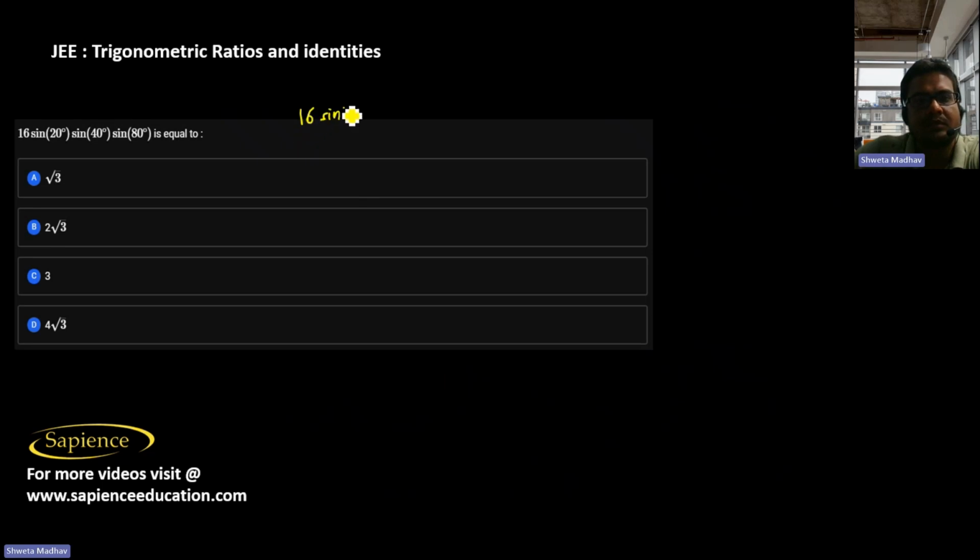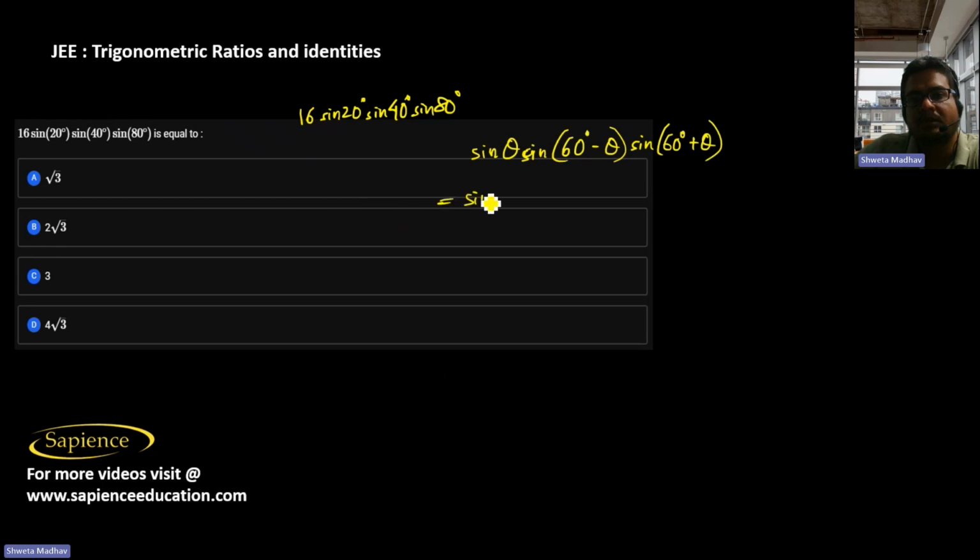Now, 16 into sine 20 degree into sine 40 degree into sine 80 degree. So the thing is, we can see that now sine theta into sine of 60 degree minus theta into sine of 60 degree plus theta. So how to solve it? This will be sine theta. Now we know that 2 sine A sine B can be written as cos of A minus B minus cos of A plus B.